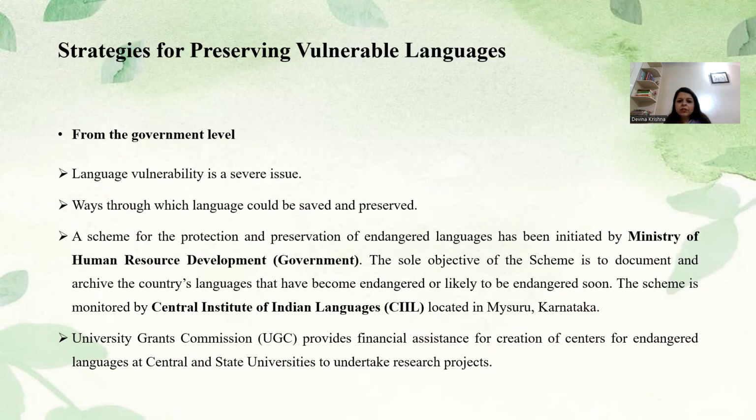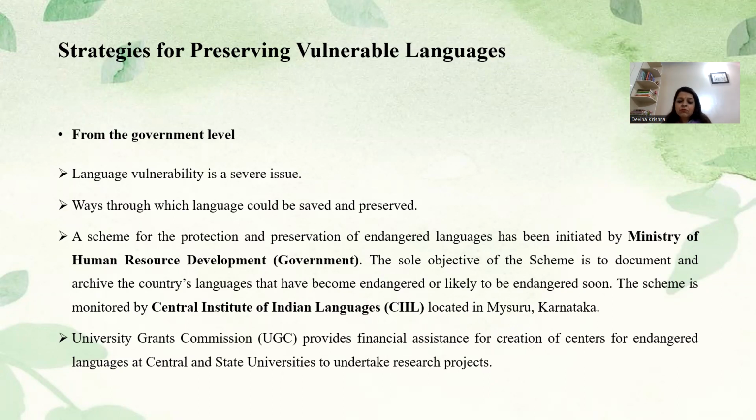Now, a scheme for the protection and preservation of endangered languages has been initiated by the Ministry of Human Resource Development, and the sole objective of the scheme is to document and archive the country's languages that have become endangered or are likely to be endangered soon. This scheme is monitored by the Central Institute of Indian Languages located in Mysuru, Karnataka. So this is a very fruitful scheme.